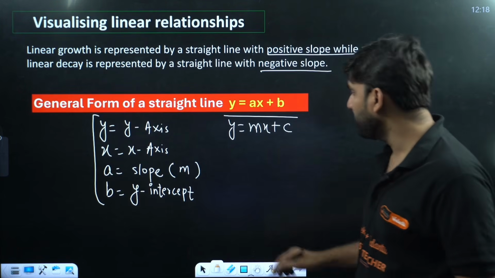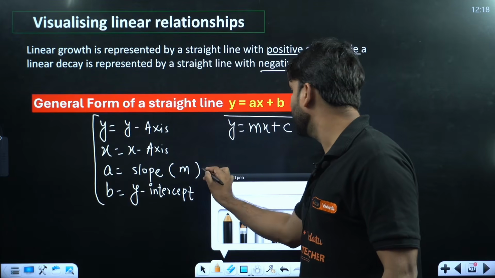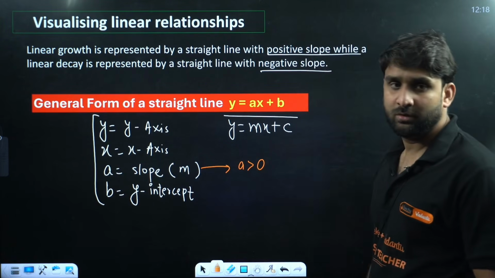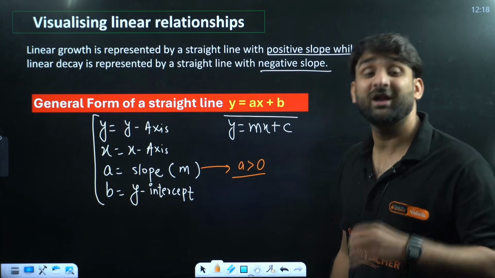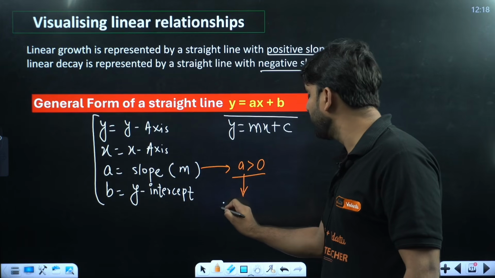Y-intercept. Now, if a is slope, now my dear, if a is greater than 0, what does it mean? If a is positive, greater than 0, it indicates that the slope will be positive.